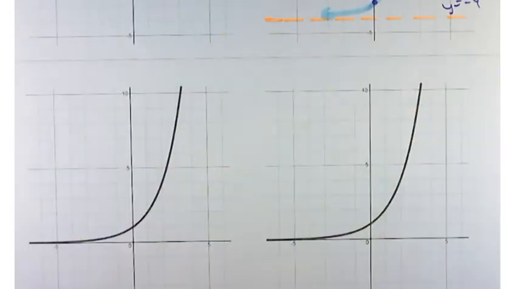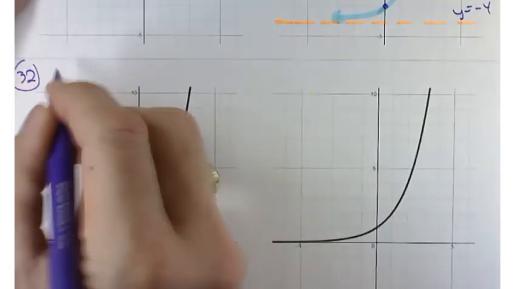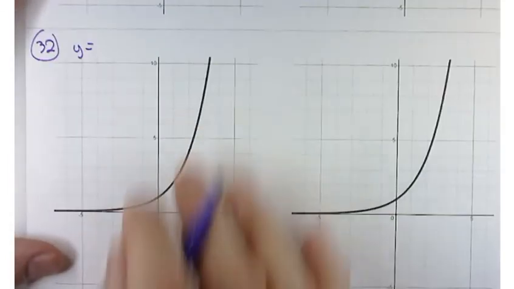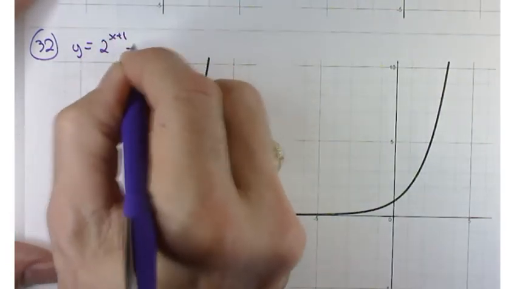Back to this over here. Let's put two of these shifts together into the same problem. So, problem number 32. Y equals 2 raised to the x plus 1 minus 2.